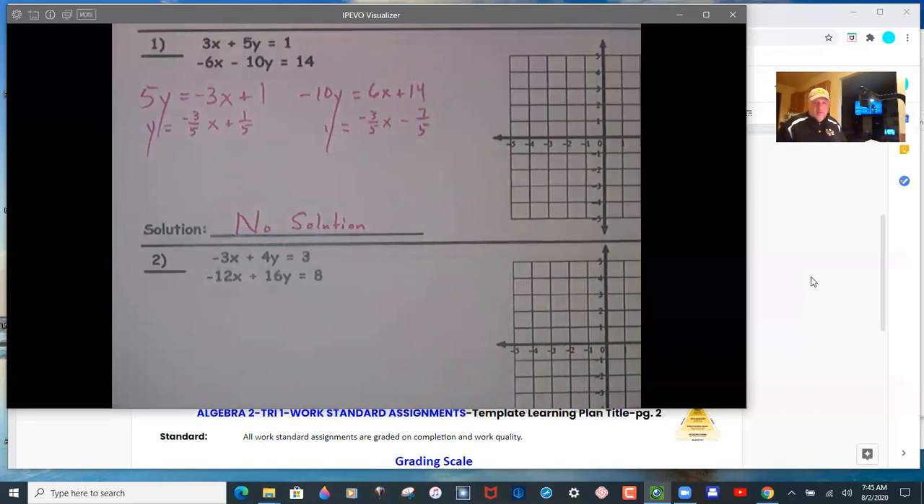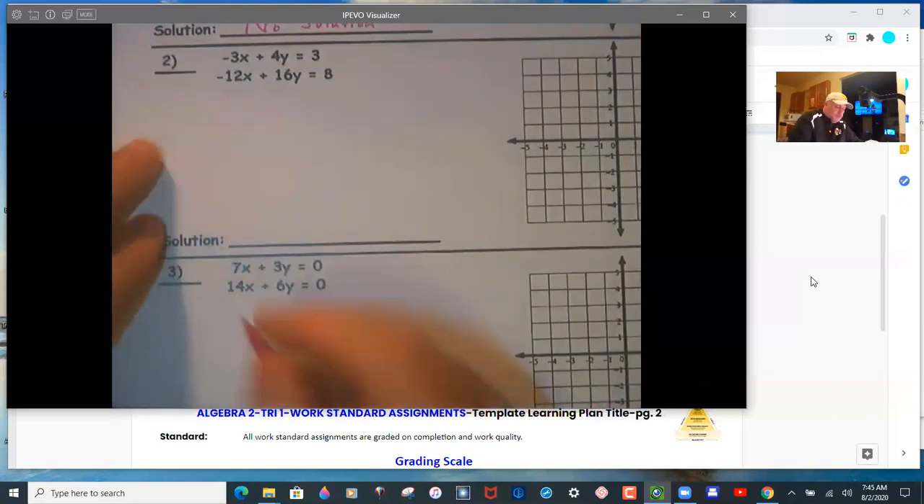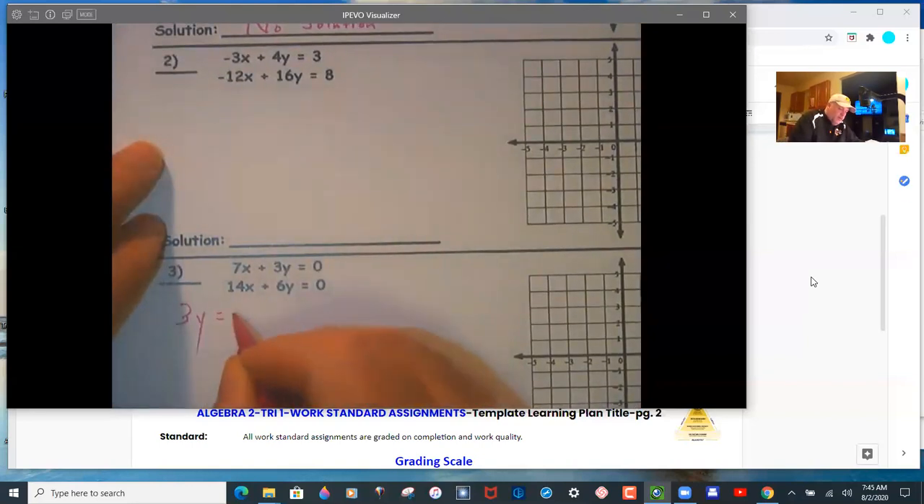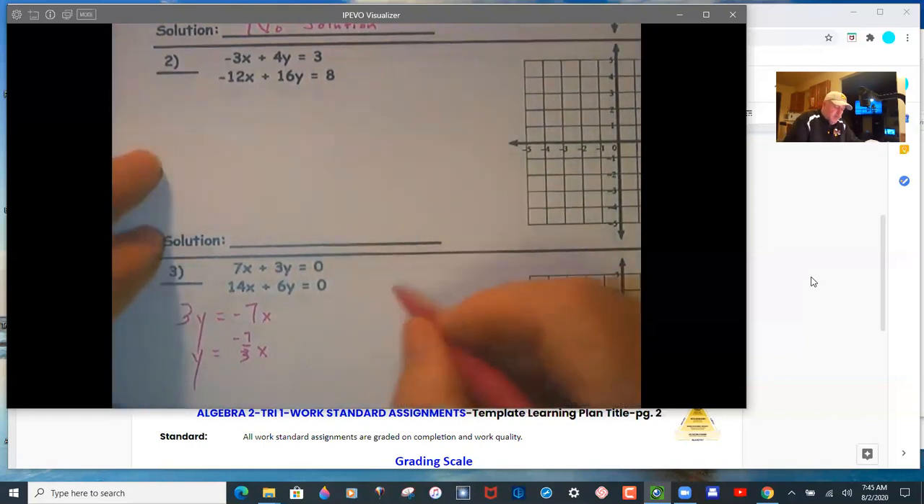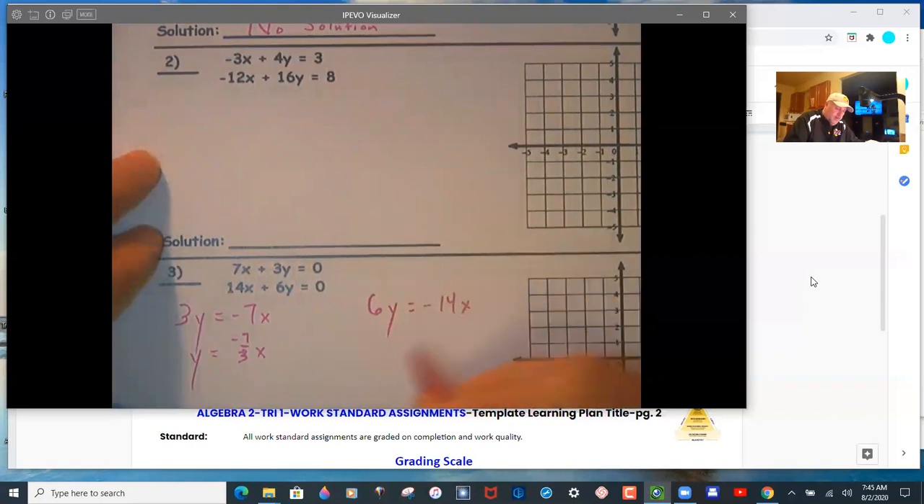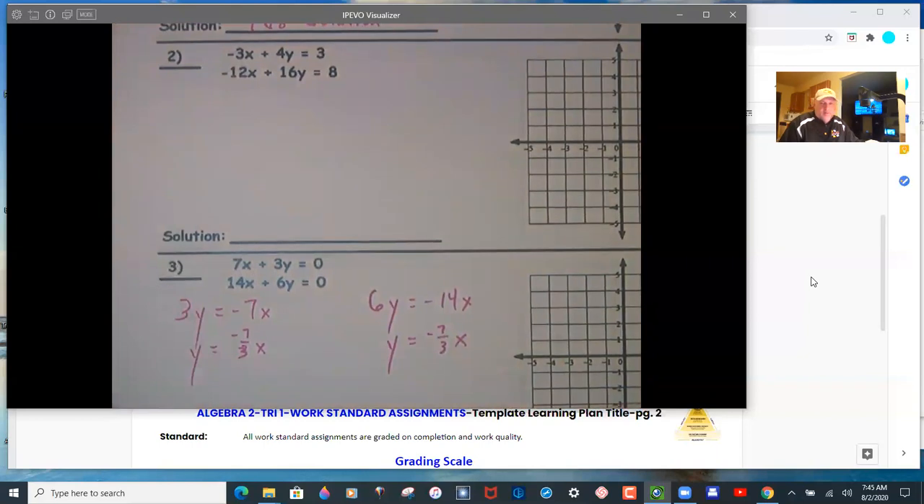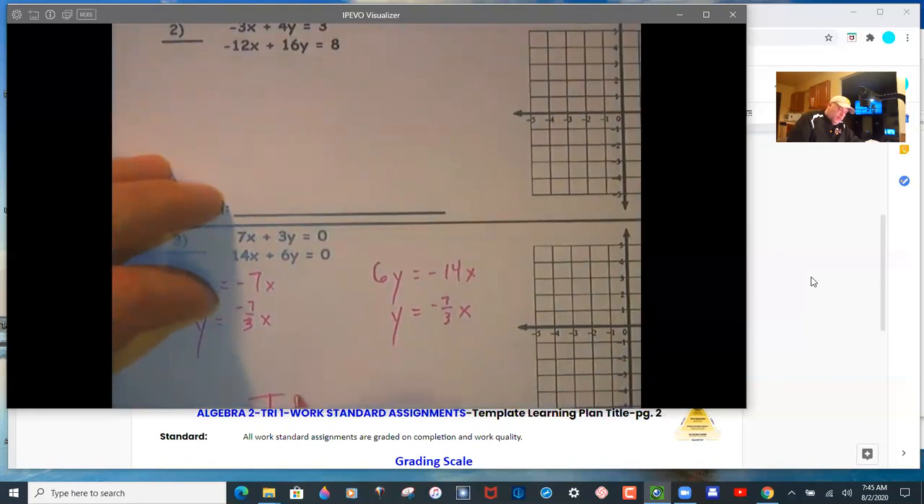Let me do an infinite number of solutions, like problem 3. So again, we want to take this and solve for y. Remember that as you move terms, it changes the sign as you move from one side to the other. So 6y would equal negative 14x, and then divide by 6. So this would be negative 7/3 x, also when you reduce. That's an identical set of equations, meaning that this is an infinite number of solutions.